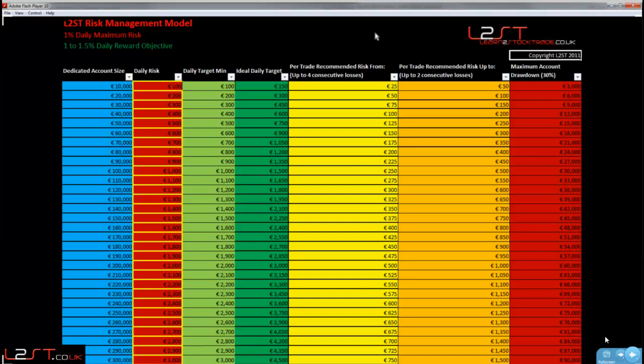So, just to use an example here. Let's say a pretty modest account, 40,000 euros. Of course, this could be dollars or pounds, but you get the idea. Your daily risk should be about 1%, 400 euros. Your daily target should be a minimum of exactly what your risk is. But ideally, you want to risk less to make more for the day. So you want to target probably around 600 euros for the day, which is 1.5 times.